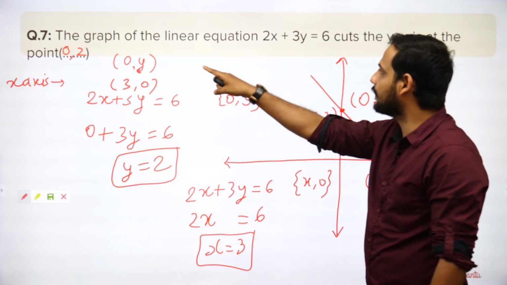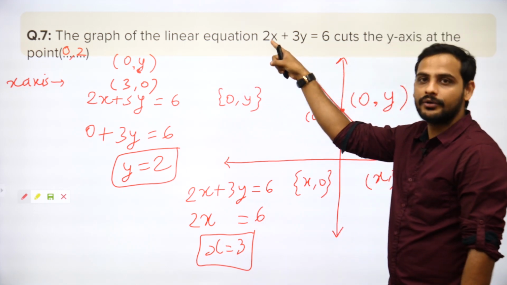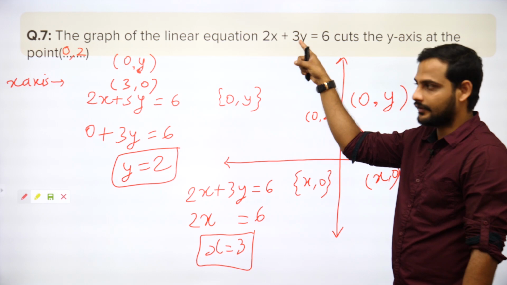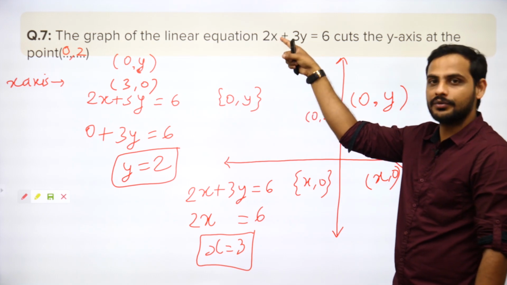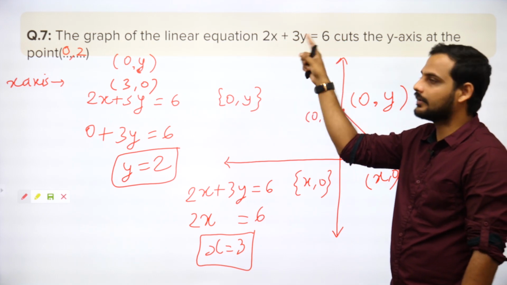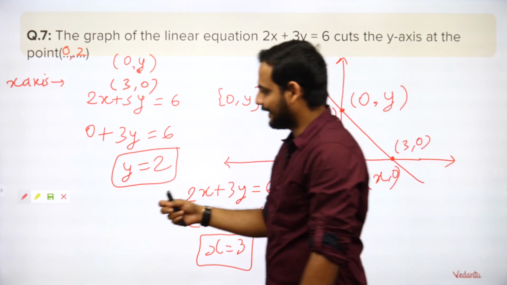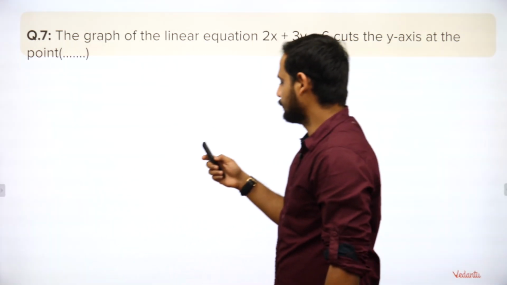And you can see (0, 2) is satisfying this: 2 into 0 is 0, and 3 into 2 is 6. And (3, 0) is also satisfying: 2 into 3 is 6, 3 into 0 is 0, so 6 is equal to 6. So in both cases we are getting it. Okay, chalo. Now let's move to the next equation.